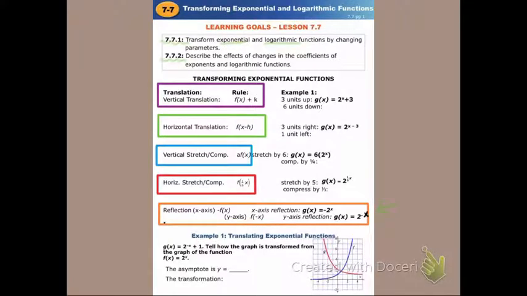Okay, so it's time to look at a few examples. Now that we've focused on each one of the different transformations, let's see if we can look at some transformed functions and describe the things that are occurring based on the equation.